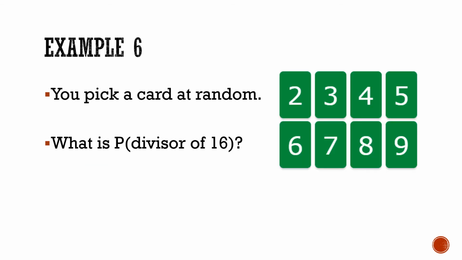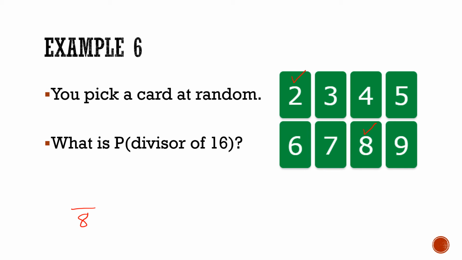Okay, you pick a card at random, so we've got 8 cards here. So 8 possible answer choices. What is the probability that it's a divisor of 16? So remember, a divisor of 16 means that these green cards would go into 16 evenly. Okay, so 2 would be a divisor because 2 times 8 is 16. I'm going to go ahead and mark the 8 since I just said 2 and 8 make 16.